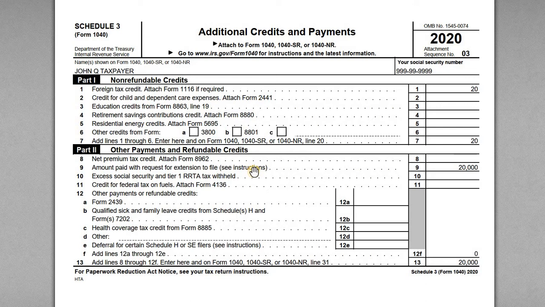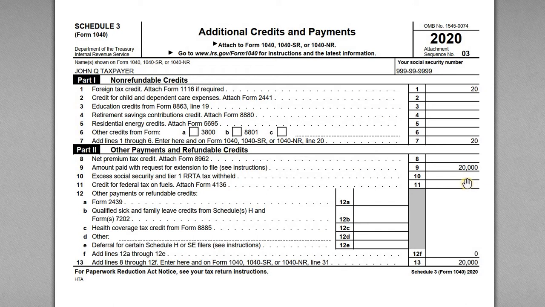Now, where this 8962 comes into play, if in fact you didn't get enough, right? So if you didn't get enough premium tax credit throughout the year, based on your income, you might be eligible for a little more money to help offset the cost of those health insurance premiums. So line 8 would be a reduction to your tax liability for the extra amount of premium tax credit that you should get to cover the cost of your health care.